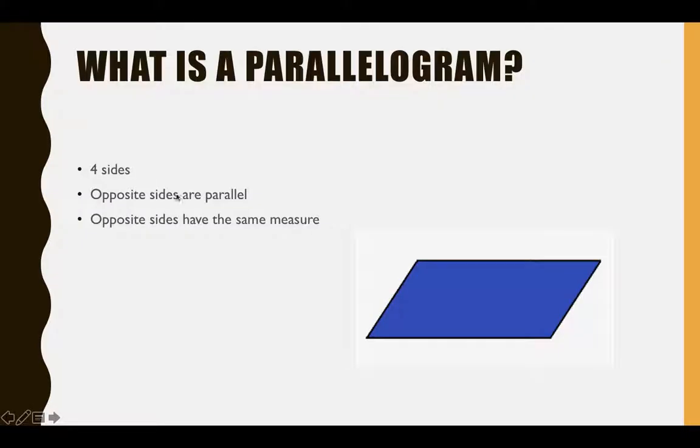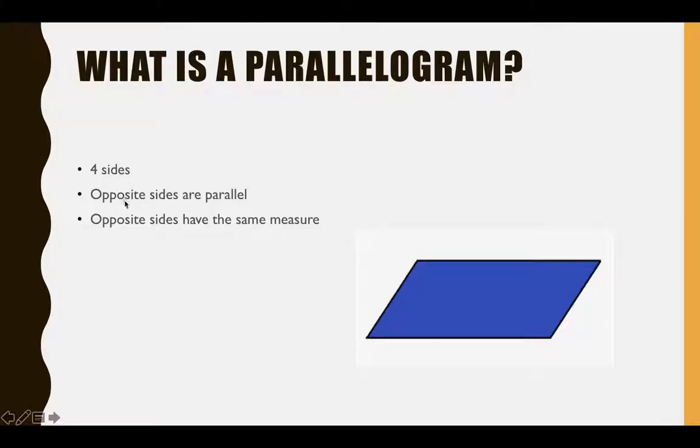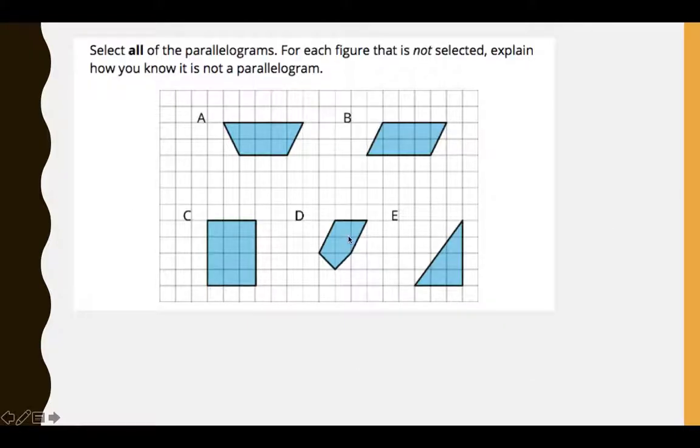Shape D, the first thing on our list is 4 sides. Let's take a look. 1, 2, 3, 4, 5. So D is out. It doesn't have 4 sides. It has 5 sides. Can't be a parallelogram. I'm not going to waste our time and go through these other two traits or characteristics because it has too many sides to begin with. So it doesn't qualify. It doesn't cut it.